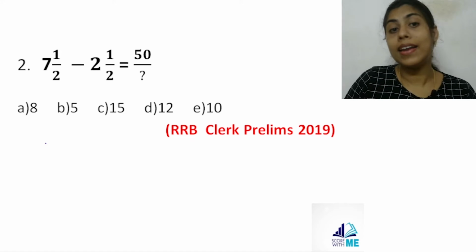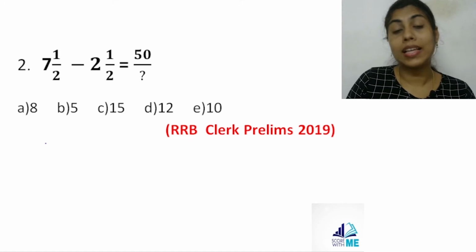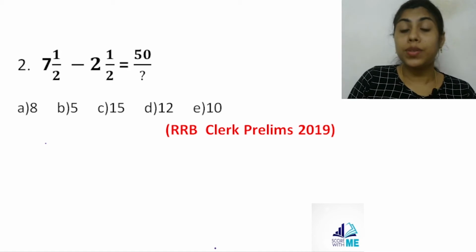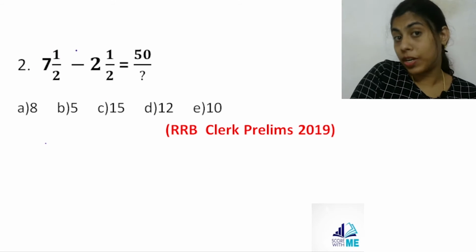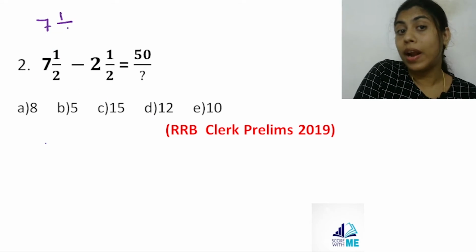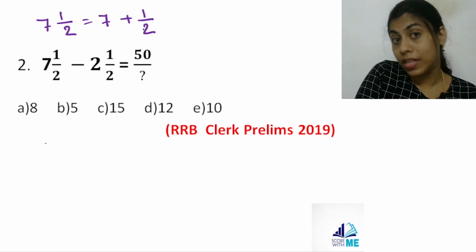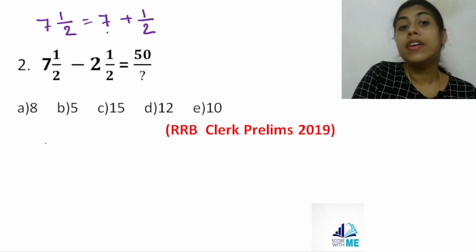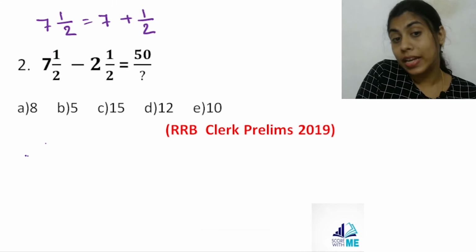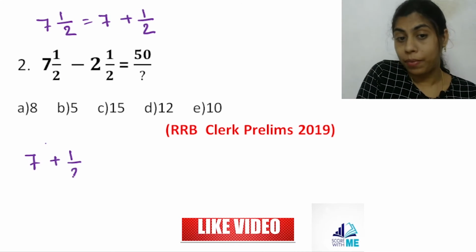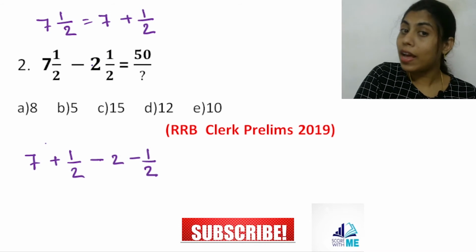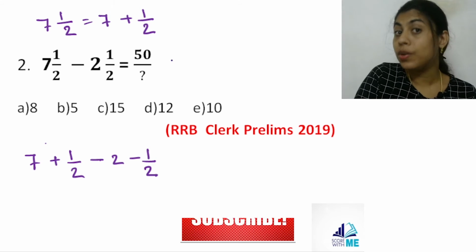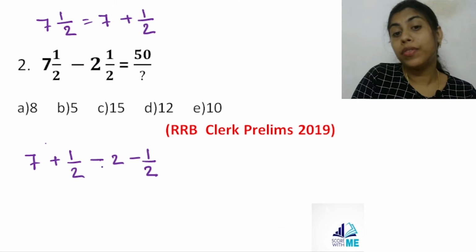Now we have another previous year question that was asked in RRB Clerk Prelims. This question involves mixed fractions. When a mixed fraction comes, we must know that 7 1 by 2 can be written as 7 plus 1 by 2. This is the same as 7 and a half. So this question we can rewrite as 7 plus 1 by 2 minus 2 minus 1 by 2. 2 and a half is written as 2 plus 1 by 2. Since there is a minus sign outside, both the numbers become negative.